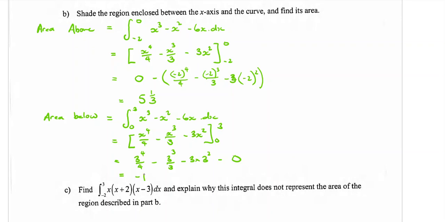It is negative 15 3/4. All right, we found the area above, we found the area below, and we drew the sketch in part A, but we're after the total area. So the total is going to be the 5 1/3 plus, take the minus sign off that negative one, plus the 15 3/4. So that is 21 1/12 units squared.